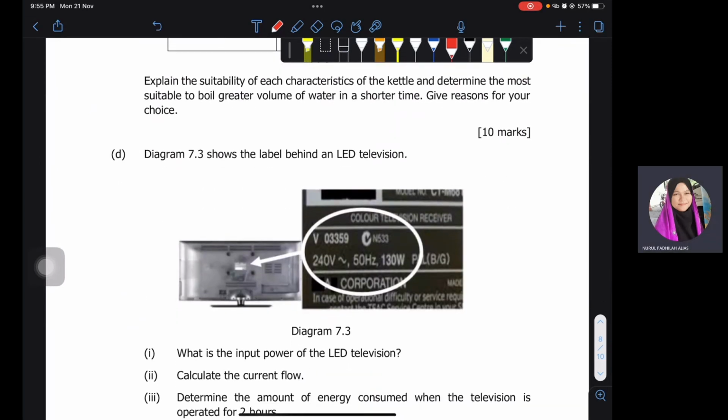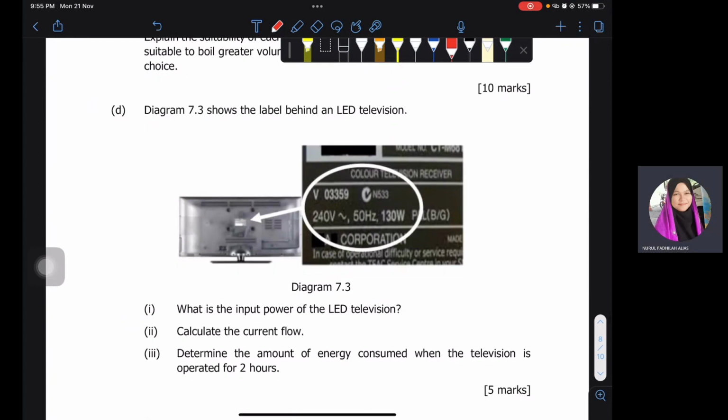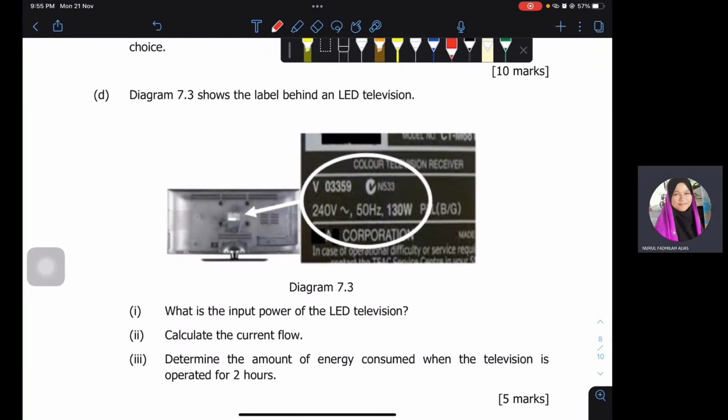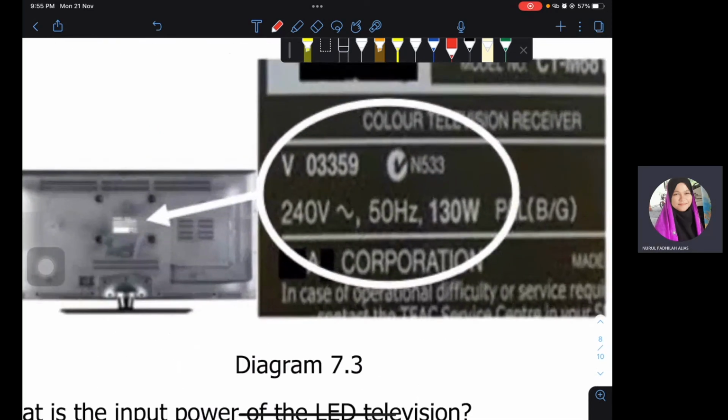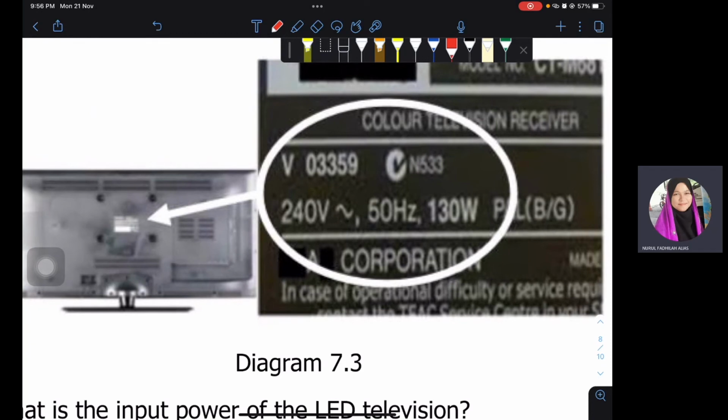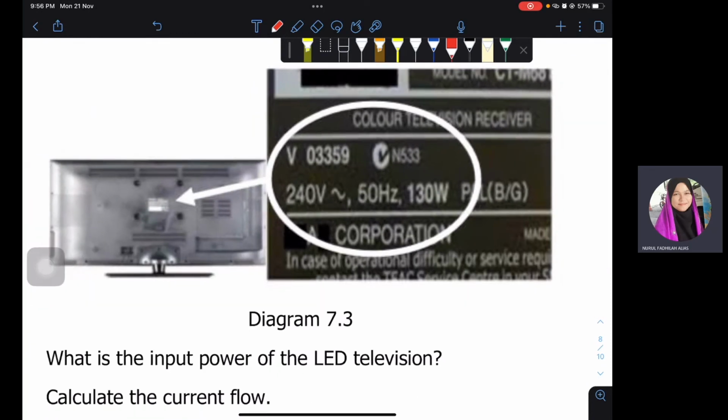Okay, so D, diagram 7.3 shows the label behind an LED television. What is the input power of the LED television? So, kena pandai baca label. So, what is the input power? Mana label yang sesuai talking about power? What is the unit for power? Itu soalan yang kita tanya diri kita lah. What's the unit for power? So power, the unit is watt.